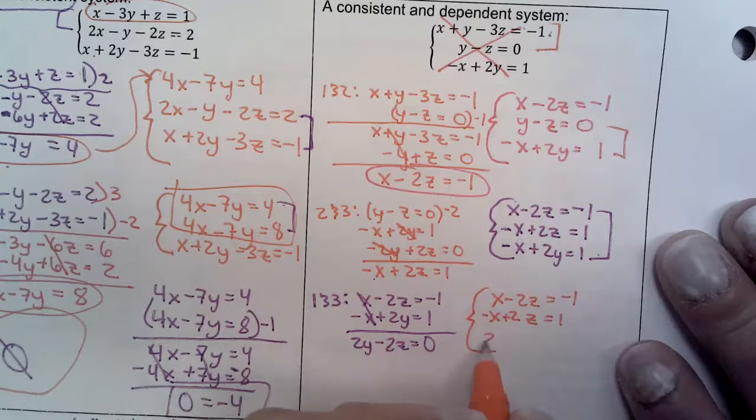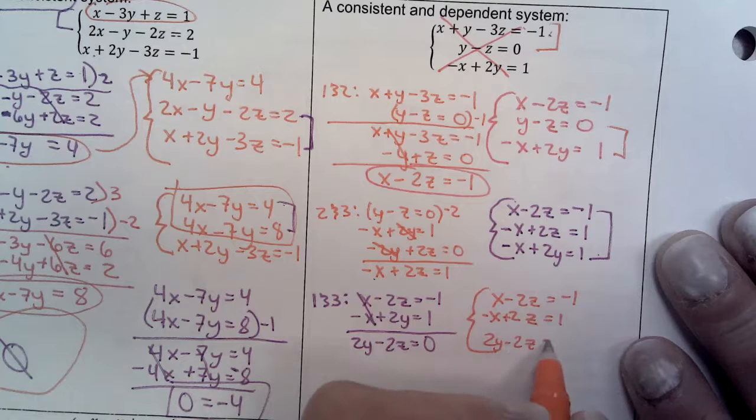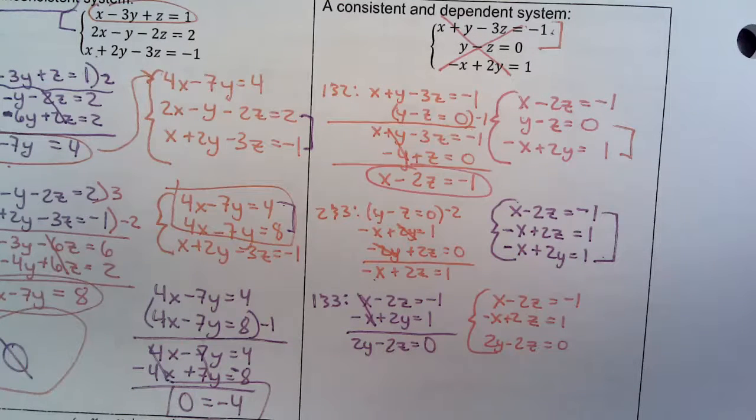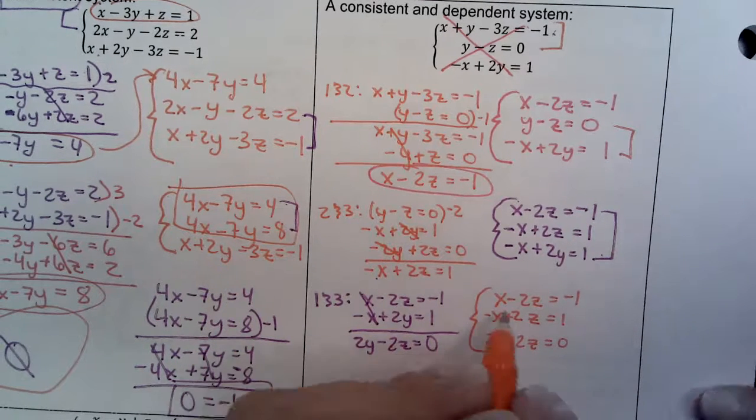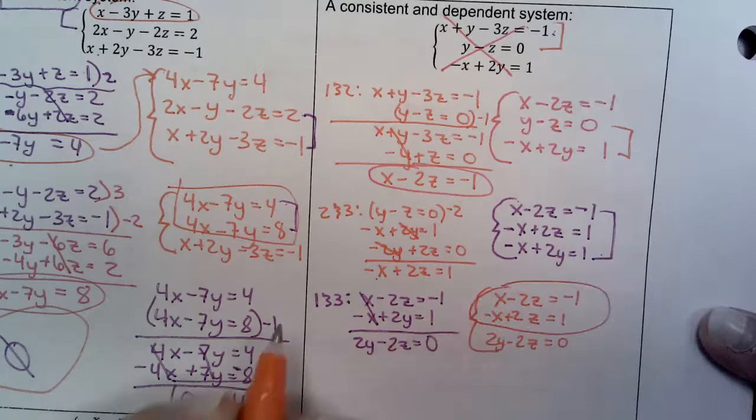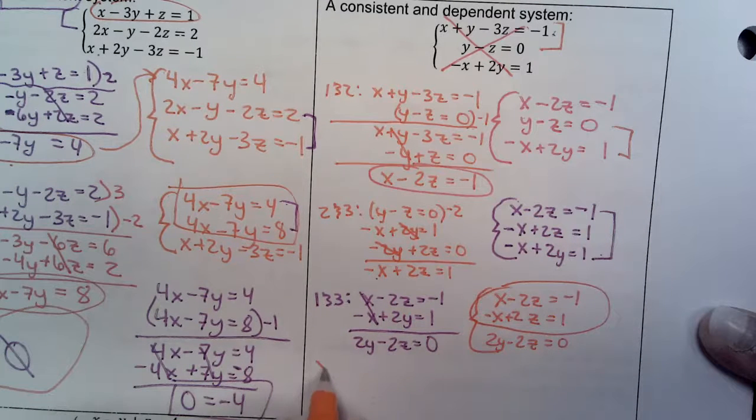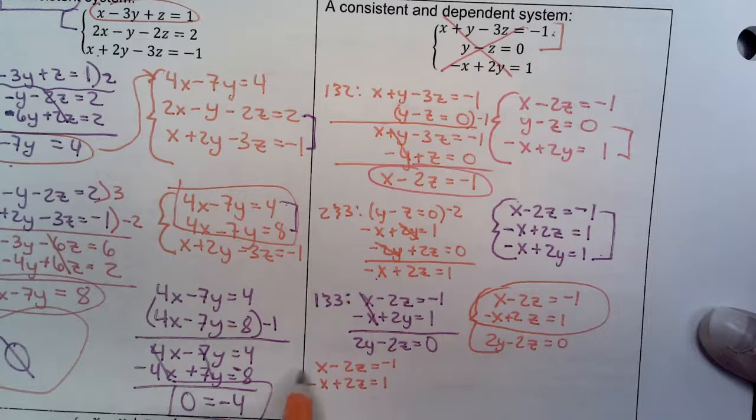Now we're going to replace our third one, 2y minus 2z equals 0. Okay, so now that we're at this point, we can see what we can cancel. What two can we combine and get an actual answer? Well, these two both have x's and z's, so I'm going to combine them. So x minus 2z equals negative 1, and negative x plus 2z equals positive 1.